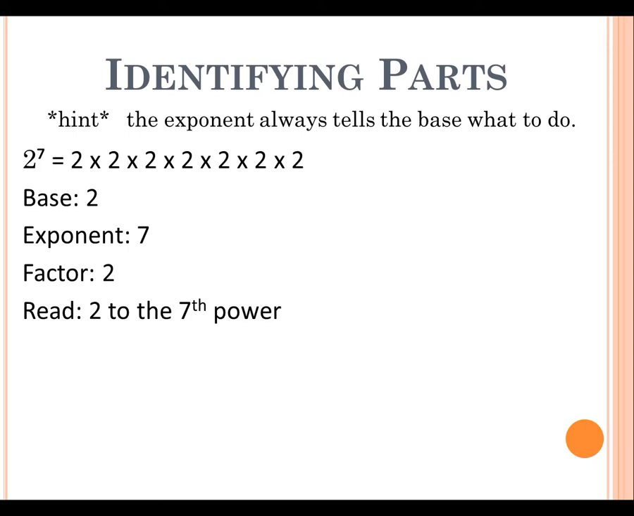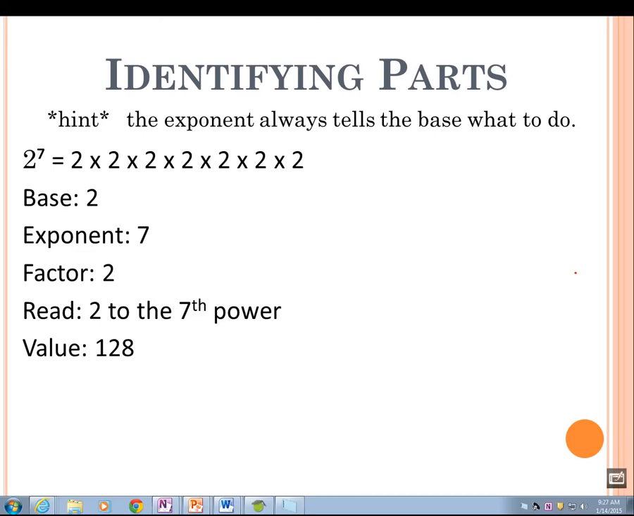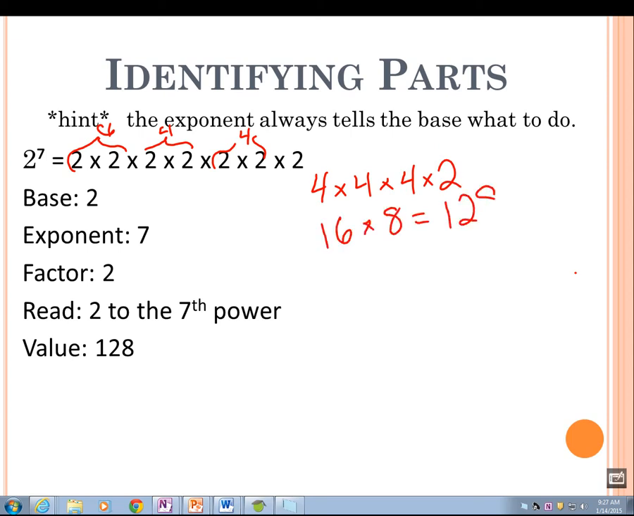Uh-huh. So this is how it's read. 2 to the 7th power. That's how you read that. 2 to the 7th power. The value is going to be 128. And I'm going to show you how we do that. Yeah, 4. So now we have 4 times 4 times 4 times 2. 16 times 8 equals 128. Okay?